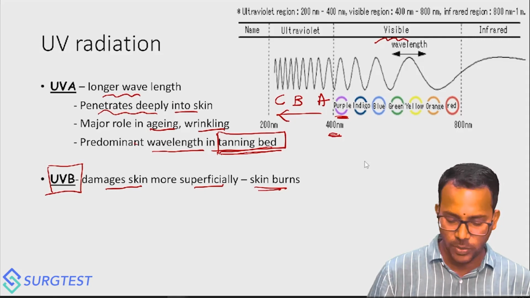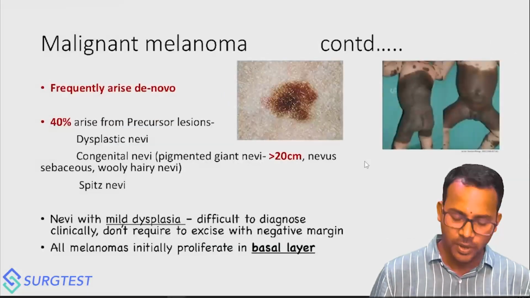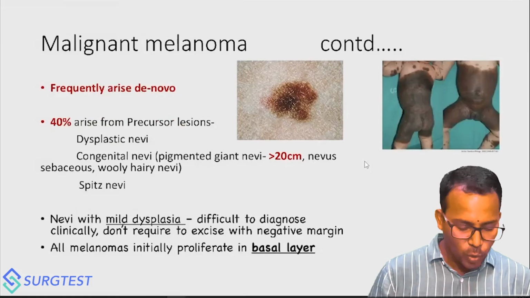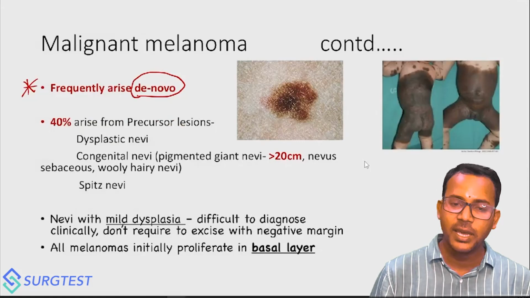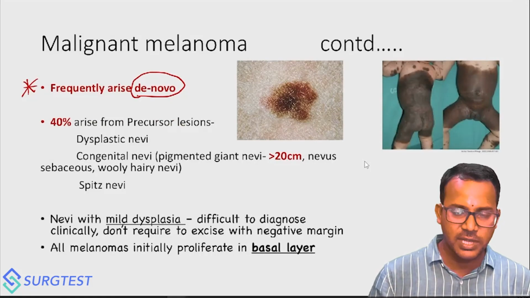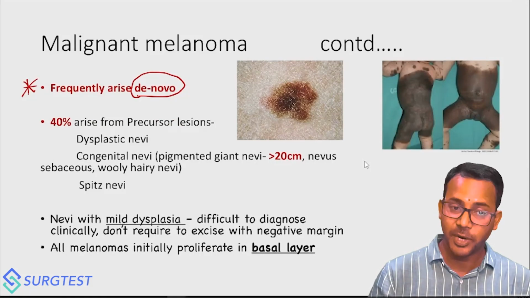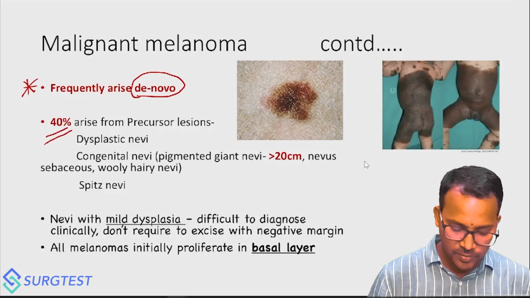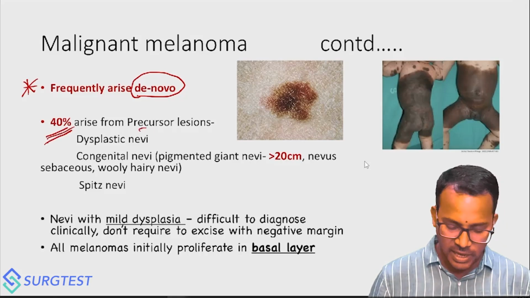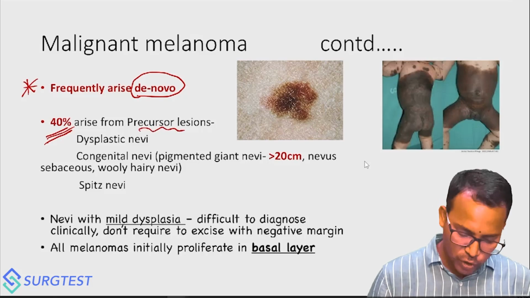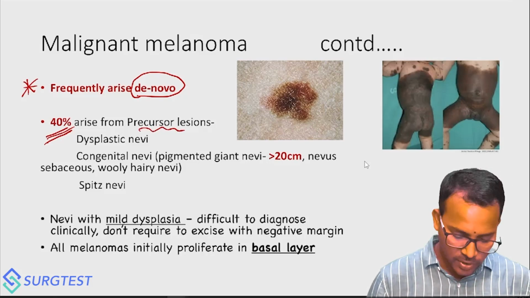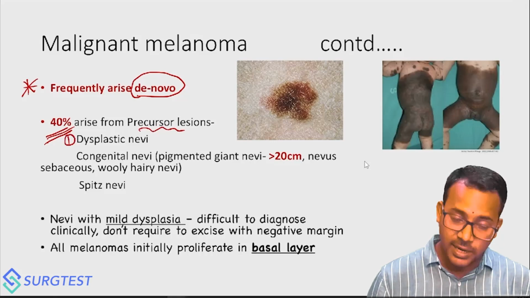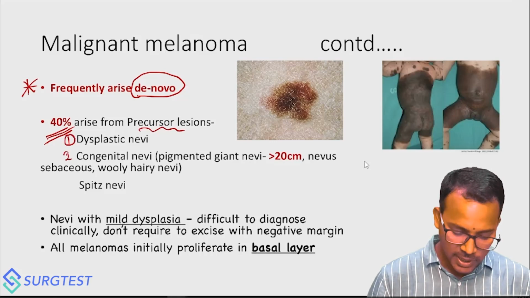respect to malignant melanoma. Malignant melanoma most frequently arises de novo. That is to say, it arises by itself. There will not be any precursor lesion, but yet 40% of malignant melanomas may have precursor lesions. And the most common precursor lesions, I have already told you, are the benign nevi. These benign nevi are your dysplastic nevi, your congenital nevi, and your Spitz nevi.